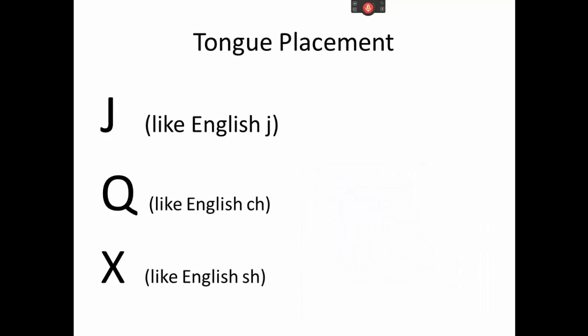J, Q, and X. J sounds like an English J, always a hard J, like in jam or Jess. Q sounds like the English CH, ch. X sounds very similar to the English SH. We've seen this before in the word for thank you, 谢谢.